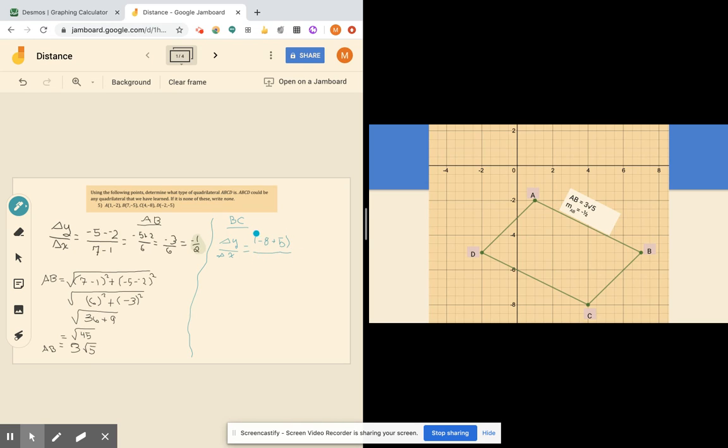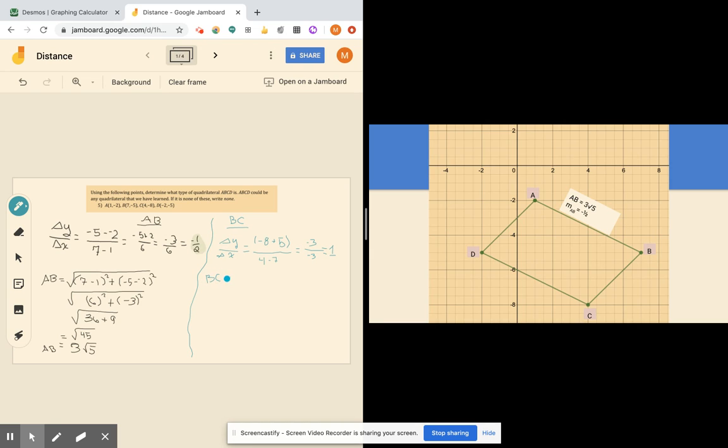Just put those in parentheses, you don't have to. And then we want to go ahead and look at 4 minus 7. So here we have negative 3 over negative 3, which is equal to 1. So the slope here is 1. And then we go ahead and find our distance.